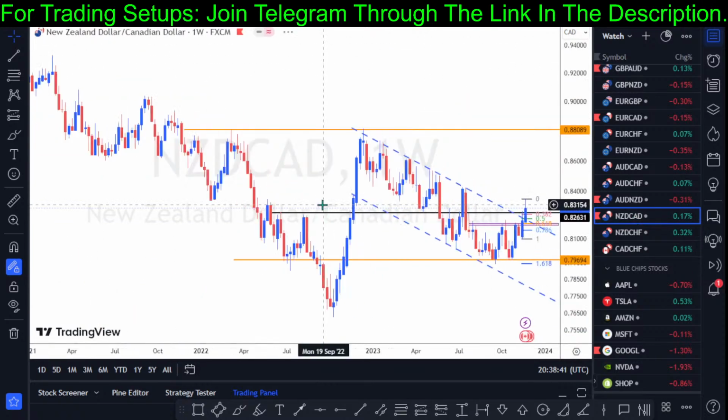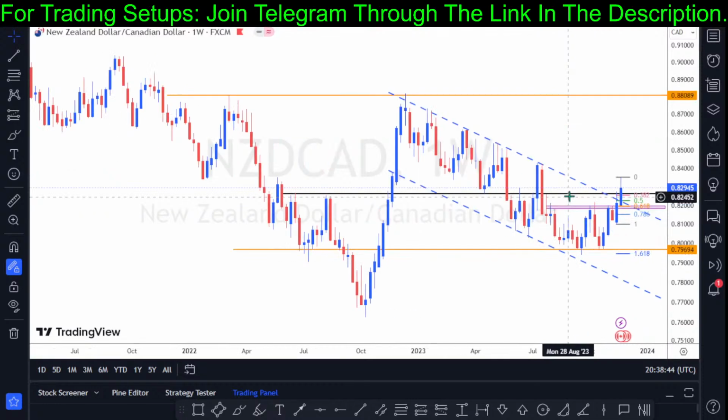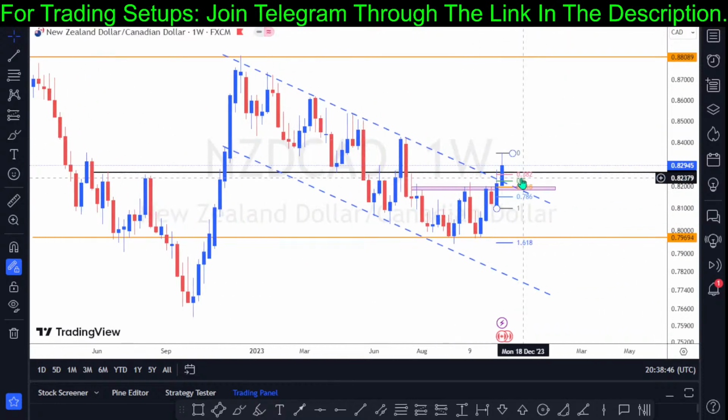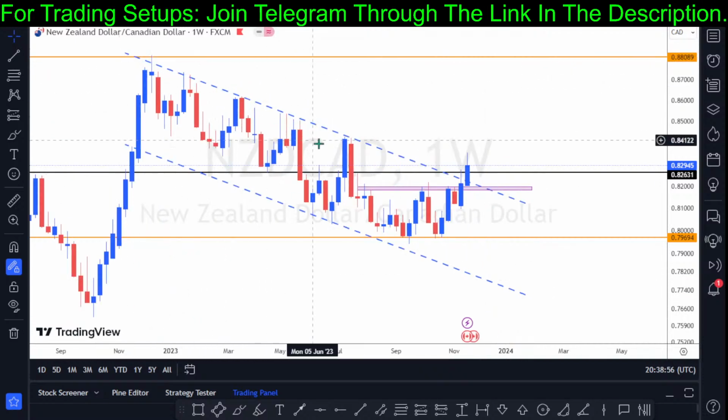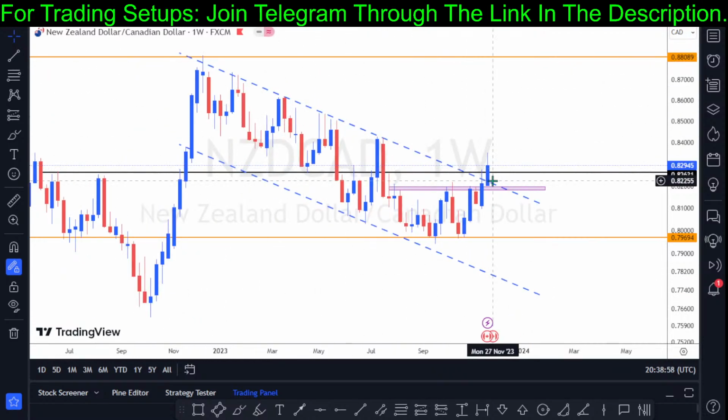So first, I have the chart right now on the weekly chart. As you can see, this is what we have on the weekly chart: price breaking out of a descending channel. Technically, price should break out of a descending channel to the upside, which is the pattern we have right here. This is what we are expecting. So we are not surprised for price to break out of this level right now.